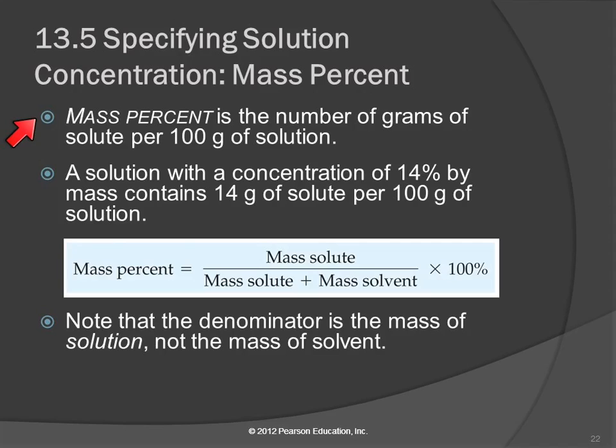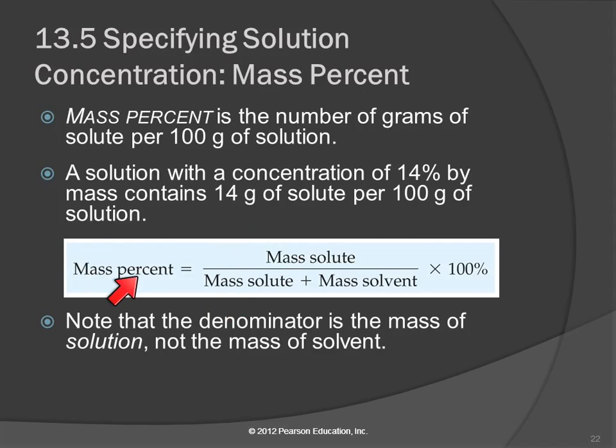Mass percent follows the same pattern of a percent. So percent means per 100. One way to think of mass percent, it's the number of grams of solute per 100 grams of solution. How many grams per 100 grams? So a solution with a concentration of 14% would be 14 grams of solute per 100 grams of solution.